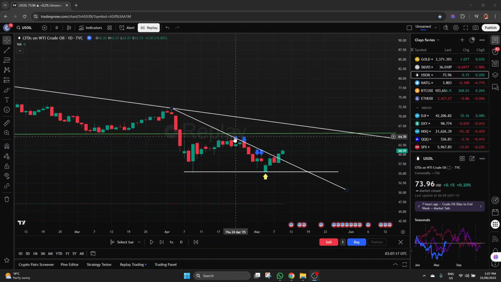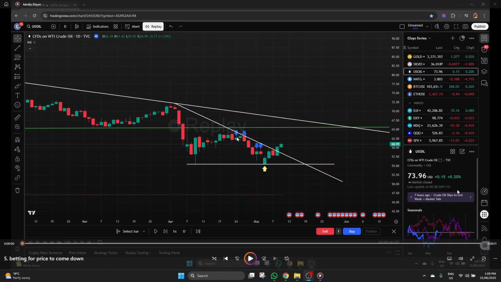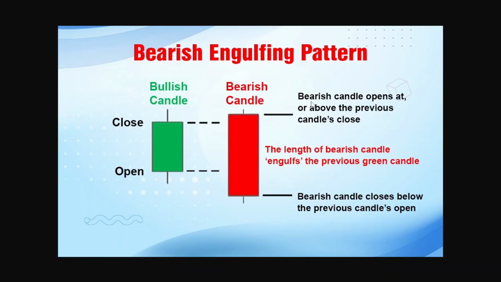Now I was betting for the price to come down, which it did, which means I made money as the price came down. Now I chose to enter here because of this candle right here. Why I chose this particular candle is because it's a bearish engulfing candle, which means that the bearish candle opens at or above the previous candle's close. That's the close, that's the new open, and the bearish candle closes below the previous candle's open. So it closes below that point there. So it's pretty much the body of this one engulfs the body of that one.